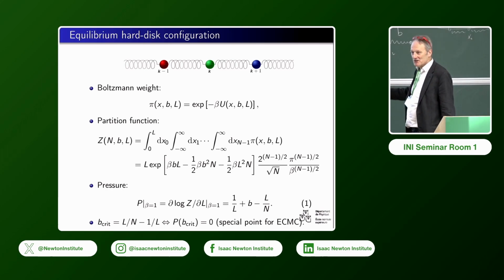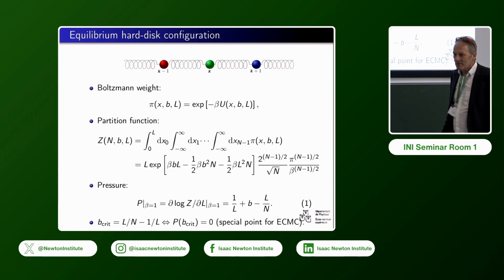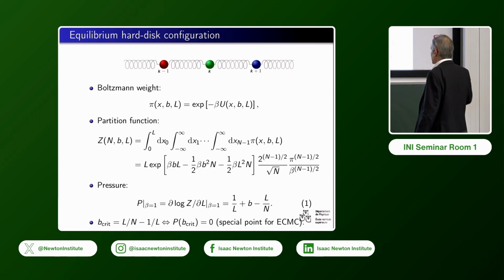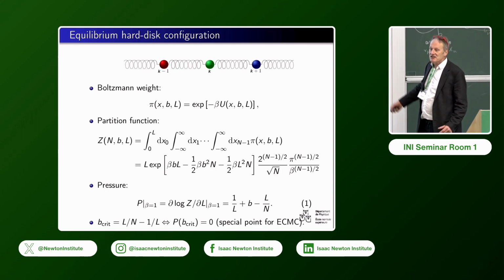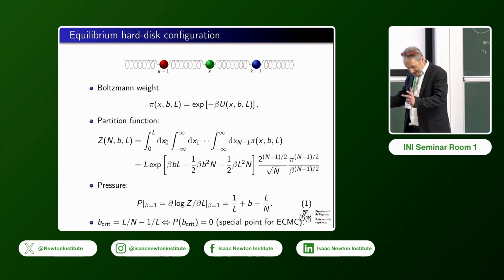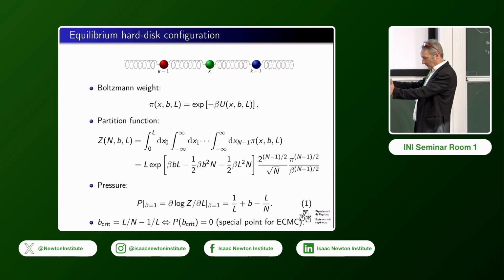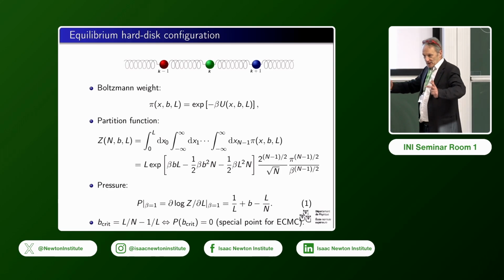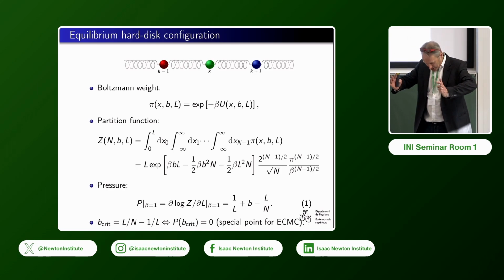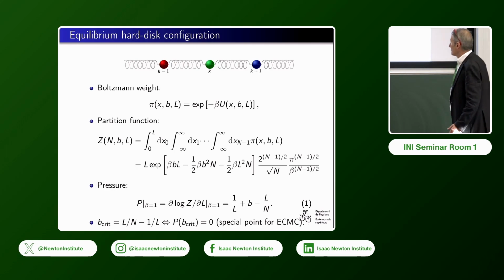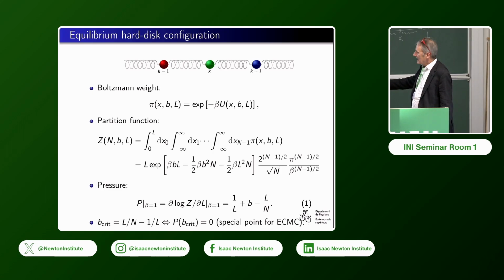I can compute the partition function. It takes a lot of effort. I have to diagonalize the tridiagonal matrix, and then I start really getting sweaty. But we have been able to do that, and compute the pressure. The pressure is the derivative with respect to the system size of log of Z, which in physical terms is the force which I push on the boundaries of my system. And the pressure is given by 1 over L plus B minus L over N.